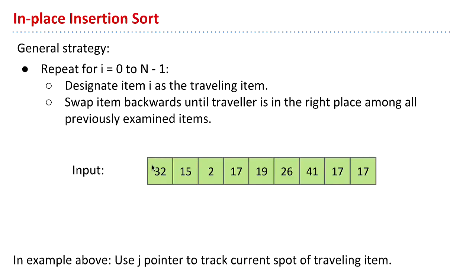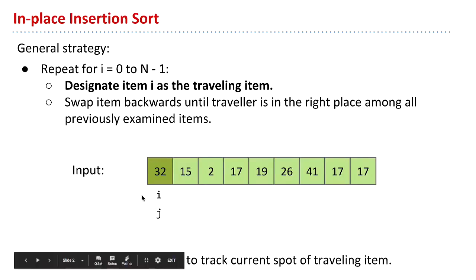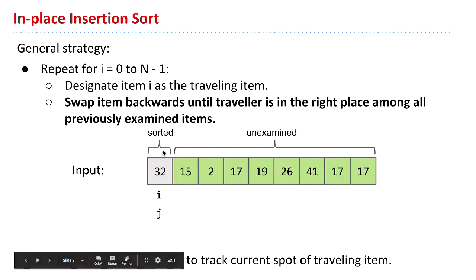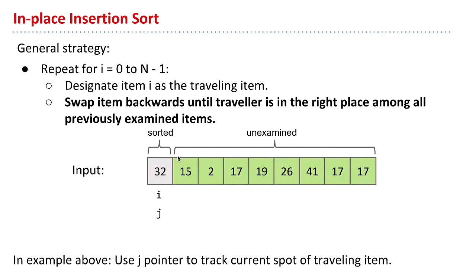And we're going to start with 32, and its job is to walk to the left until it can go left no further, okay? So I is the traveler, and J is going to tell you the current spot of the traveler. So right now, 32 doesn't need to go anywhere. All right. So at that point, we could say that 32 is sorted, and all of these items are unexamined.